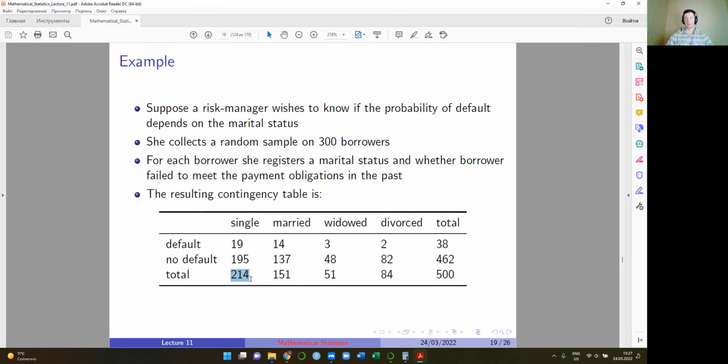And then we have totals. This is the total number of single borrowers in the sample, total number of married borrowers in the sample, total number of defaulted borrowers, total number of not defaulted borrowers, and of course the totals here must equal 500 and the totals here must also sum up to 500. Once again, sorry for the typo, it must be not 300 but 500 borrowers.